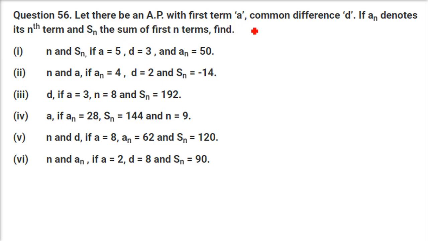Let there be an AP with first term a, common difference d. If an denotes its nth term and Sn is the sum of first n terms, find n and Sn. So in each of the questions something is given, some values are given, some we have to find out. So let us start with the first one, where we have to find n and Sn.